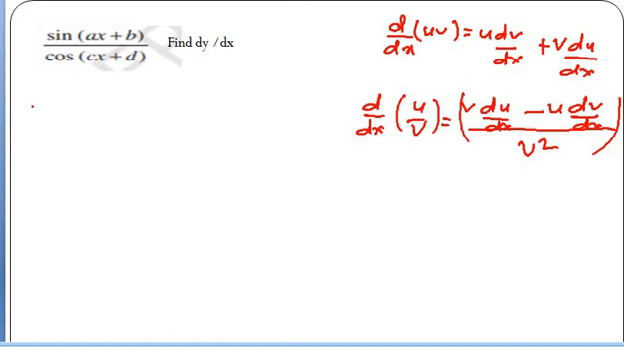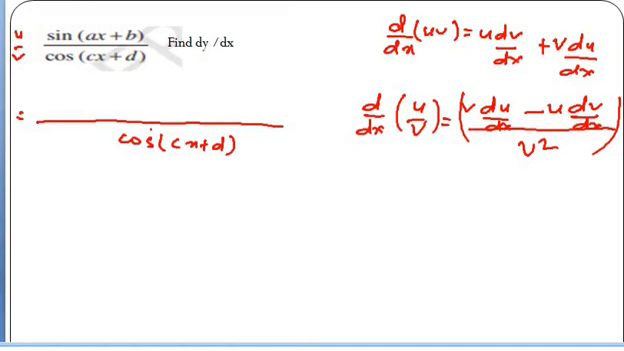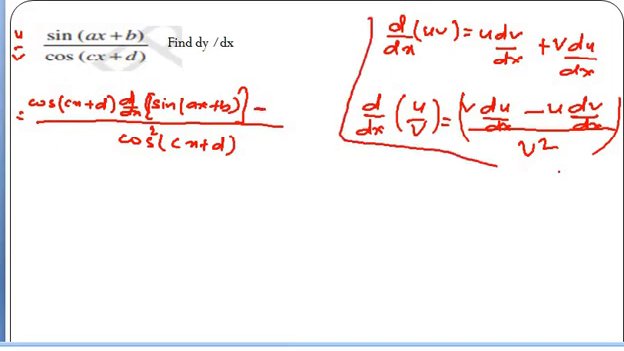So first of all, what we will write here, differentiation of this is like u and this is v, so we'll write first cos(cx plus d) whole square, like cos square (cx plus d), right? Now we'll leave cos, so cos(cx plus d), and then the derivative of sine(ax plus b). So the first part is done. Now there is a space issue, so I will write here now minus u, leave u, so u is sine(ax plus b), and then the derivative of cos(cx plus d).